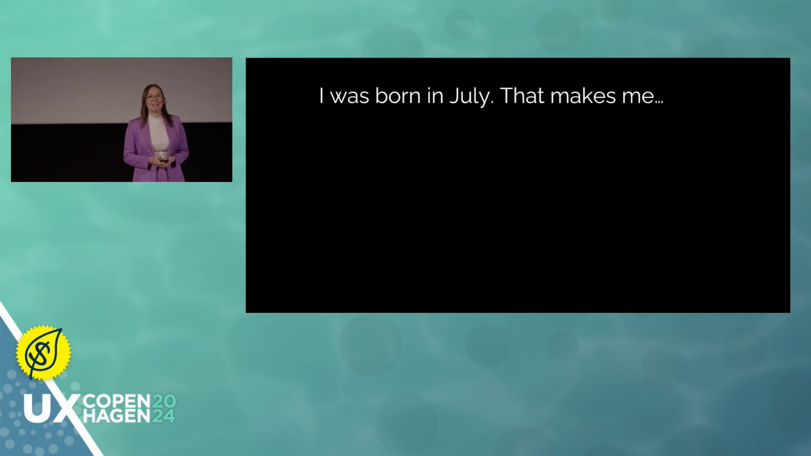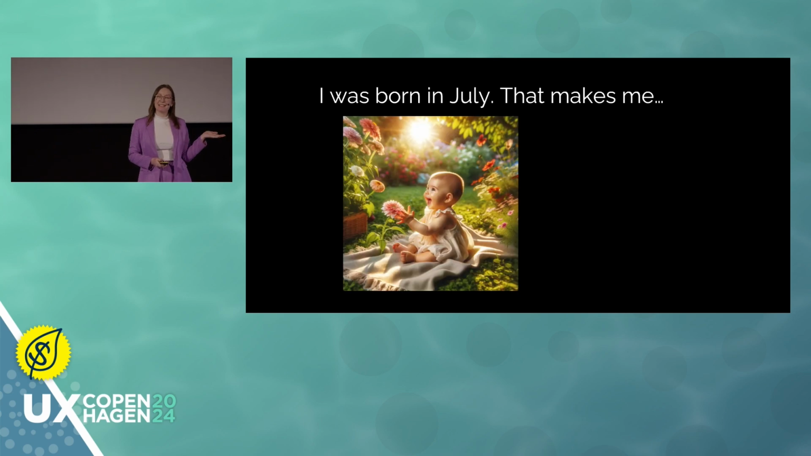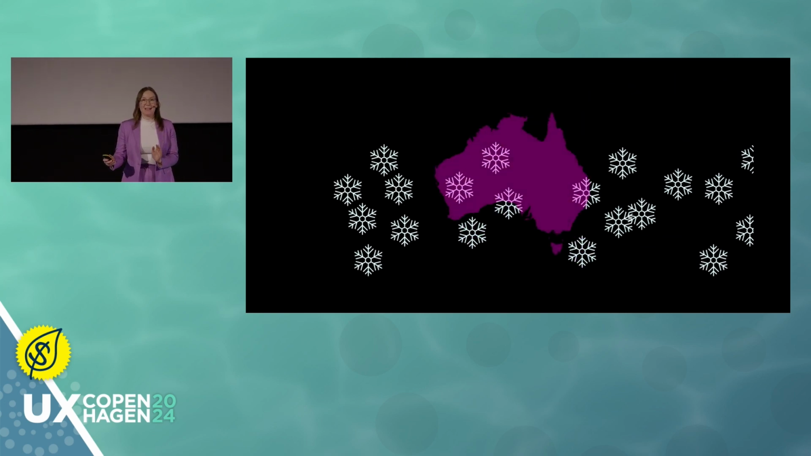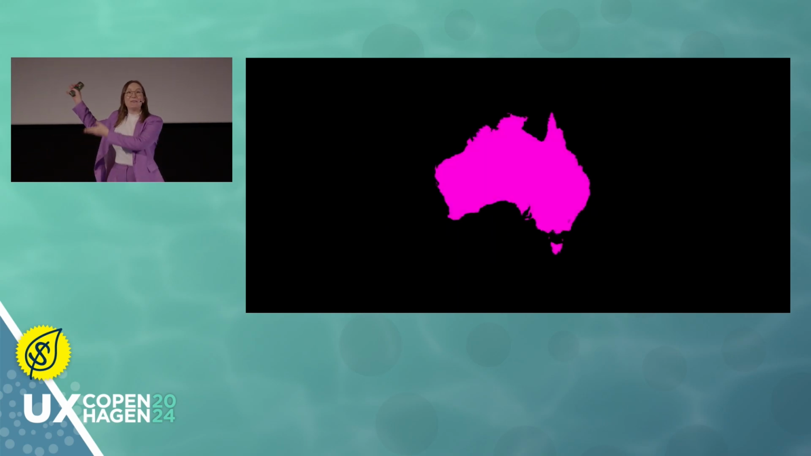Here's another little quiz. I was born in July. Does that make me a summer baby or a winter baby? Hands up for summer baby. Hands up for winter baby. I gave it away. I'm a winter baby. July in Australia is deepest, darkest winter, we think. It's our coldest time of the year. The nights are the longest, the days are the shortest. In Australia, July is winter.